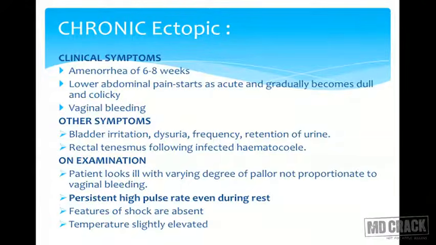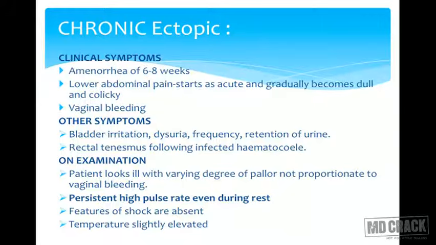In chronic ectopic, the symptoms would be amenorrhea of 6 to 8 weeks. There is lower abdominal pain which started as acute, but gradually over a period of time it has become dull and colicky. There may be some vaginal bleeding from the uterine cavity. Other symptoms: because of this mass which is there in the pelvic cavity, there can be bladder irritation, dysuria, frequency or retention of urine, or there can be rectal tenesmus because of infected pelvic hematocele.